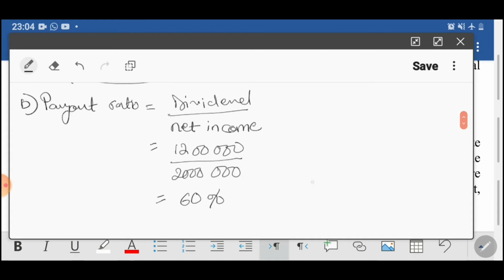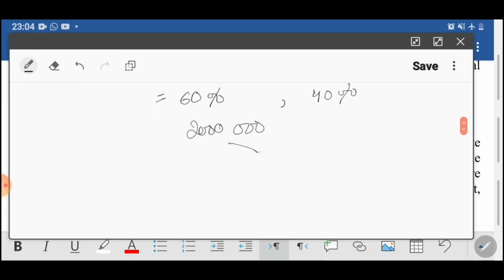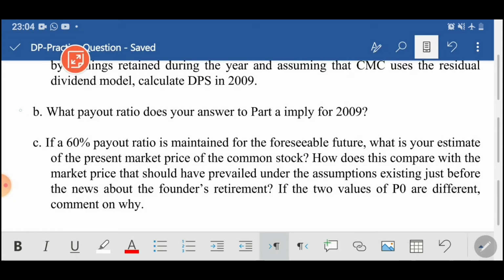And if 60% is being paid out, it means 40% is being flowed back in the business, which is being retained. So 60% you are giving to shareholders and 40% you are reinvesting in the business. Total net income is how much, 2 million. Out of this, 800,000 you are reinvesting, flowing back, which makes 40%. And 1200,000 you are giving to shareholders in the form of dividend, which represents 60% of the net income. So let's go back. So we have done this part as well.